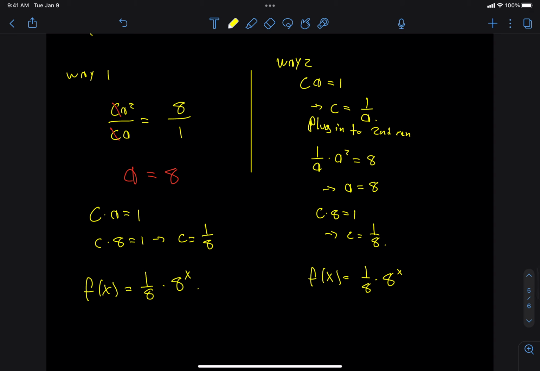So way 2 is a little bit different. We isolate one of the variables and replace it in the other equation. This is called substitution.